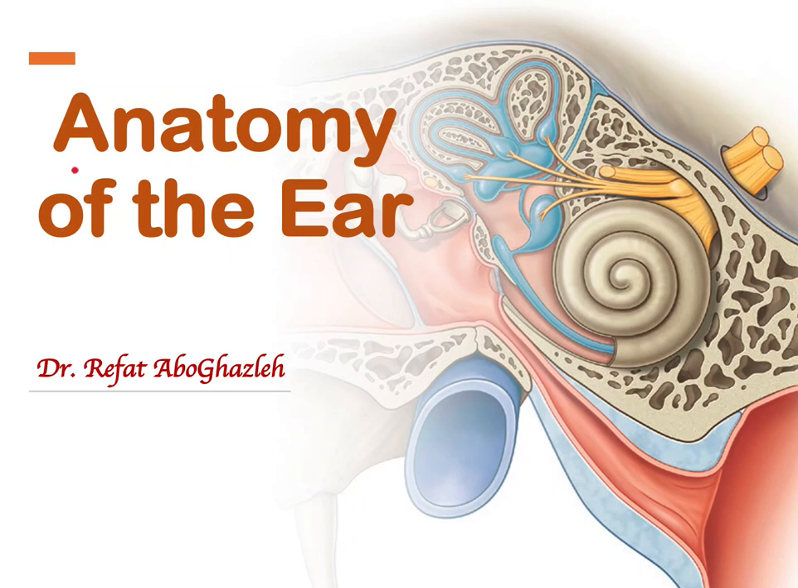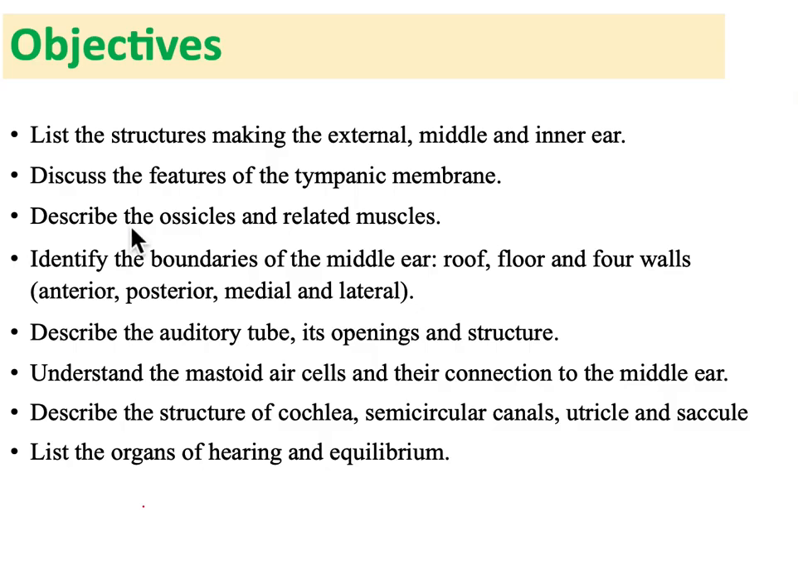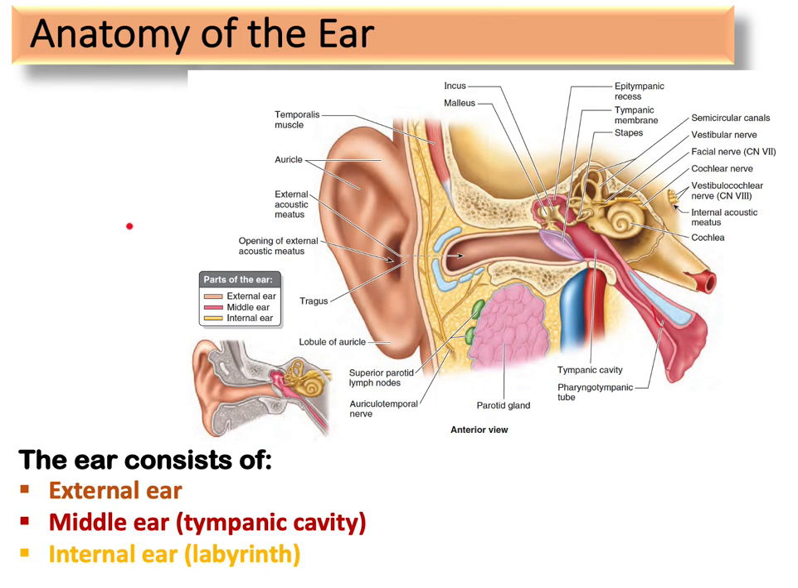Welcome everyone again to another lecture, which is about the anatomy of the ear, and I'm expecting at the end of the lecture to achieve these objectives. So when you say the anatomy of the ear, I think what comes to your mind from the basics is that we have the external ear, the middle ear, and the internal ear. Yes, this is the external ear, this is the middle ear, and most medially, this is the inner ear that we sometimes call the labyrinth.